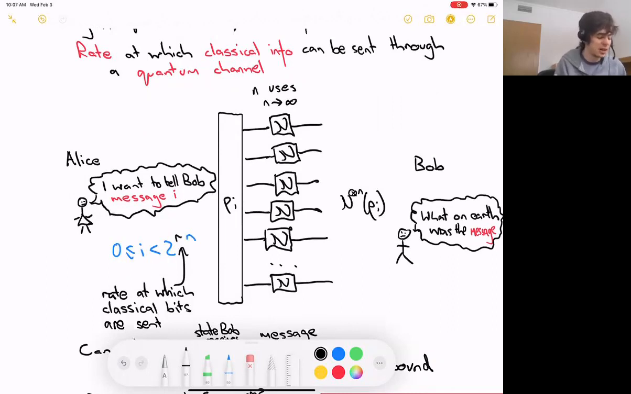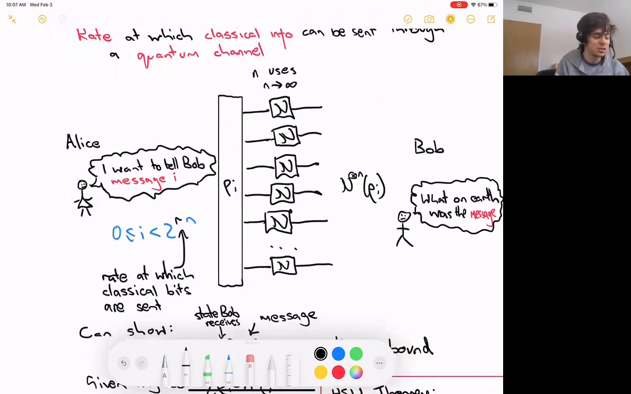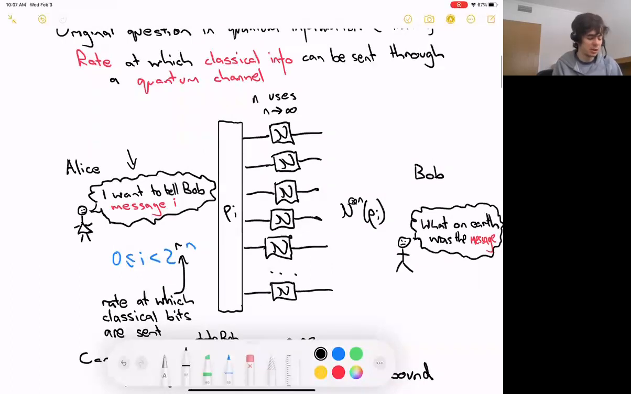Okay, so here on the left, we have Alice. It's a very boringly gender conforming Alice, but she does have a very long neck that's about half the length of her body. So that's the least interesting thing about her. And she's wanting to send this message to Bob, message I. It's somewhere between 0 and 2^{rn}. So she's wanting to send r times little n classical bits to Bob. How does she do that?